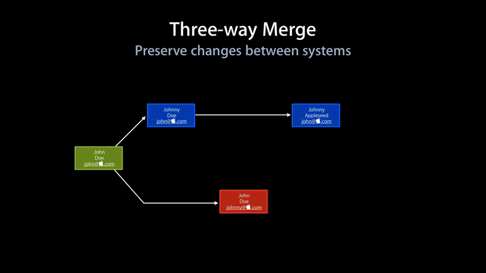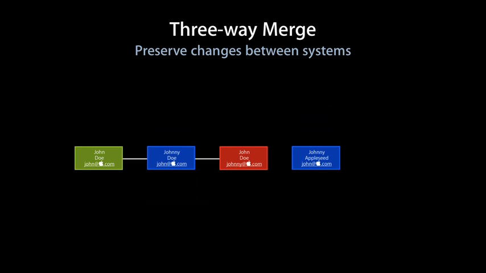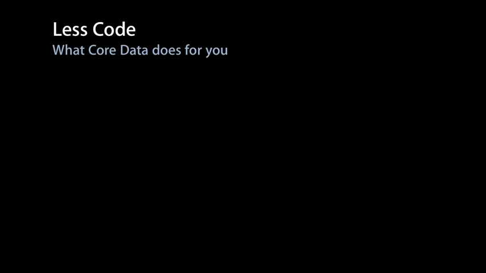Because of the way that iCloud likes to manage conflicts and fold this information together, if you were using something like UI document, you would have had several file conflicts to have to resolve. However, core data can look at all of these changes and look back at the ancestor of all of these, the original John Doe, john@apple.com entry, and basically figure out how to fold all of these differences together to just end up with the right result. It really is a powerful way for you to take advantage of iCloud. Now, core data also helps you write less code.